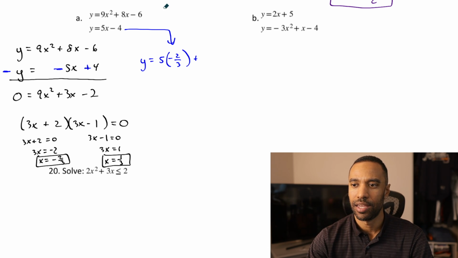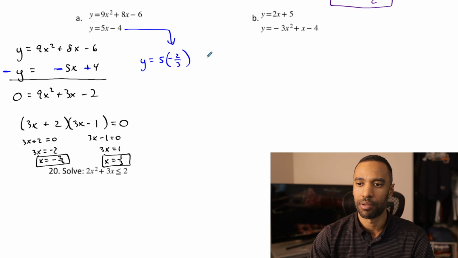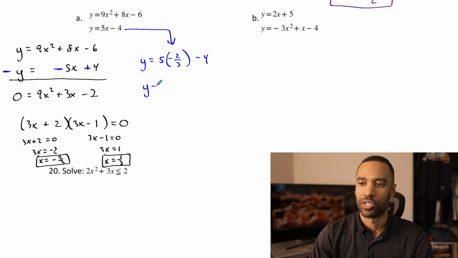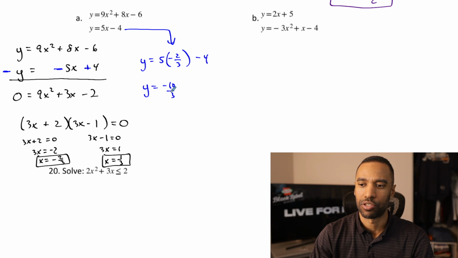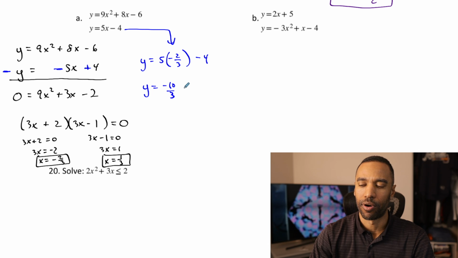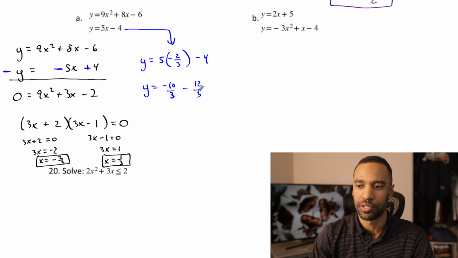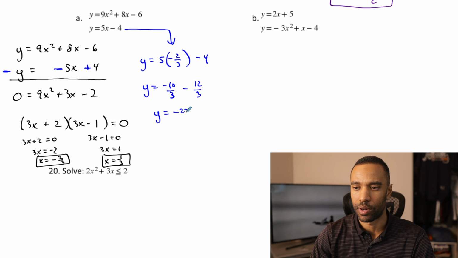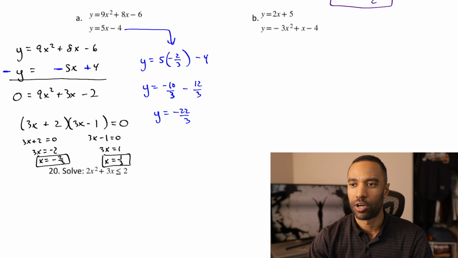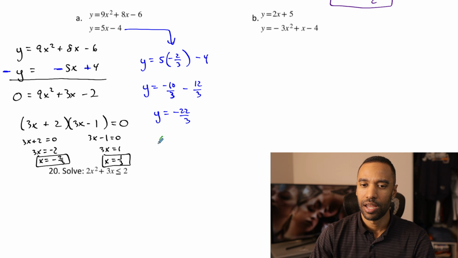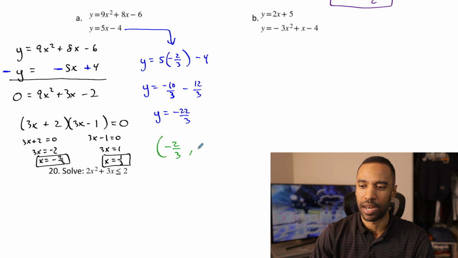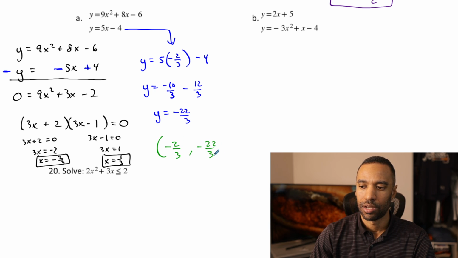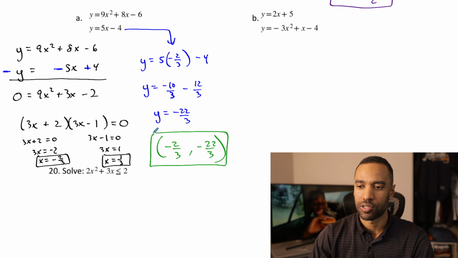So I'm going to try 5 times negative 2/3 minus 4, which is negative 10/3 minus 4. Now negative 4 can also be written as negative 12/3, common denominator, which means I get y equals negative 22/3 from that. So one of my ordered pair solutions here is negative 2/3 comma negative 22/3. Strange numbers, but they are the numbers.